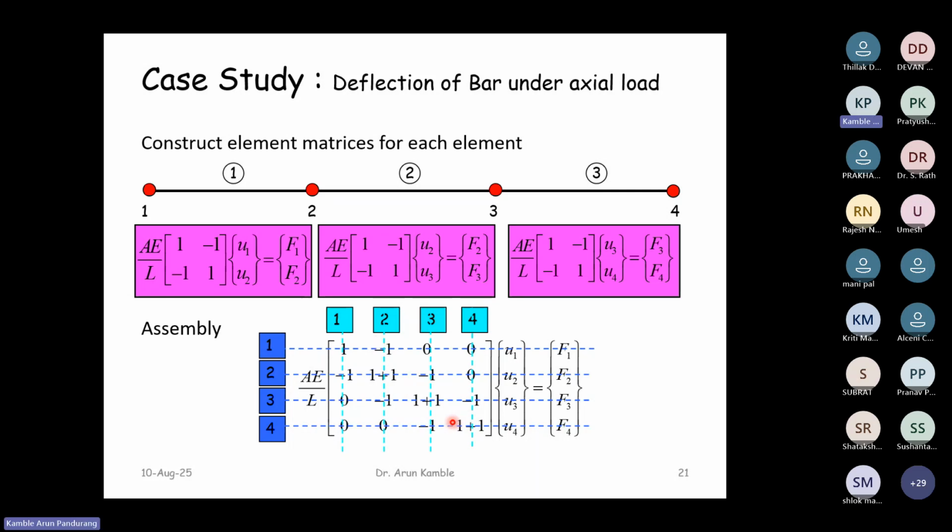This AE by L into the 4 by 4 matrix is called the global stiffness matrix. This is the global displacement vector U1, U2, U3, U4, and this is the global force vector F1, F2, F3, F4. F1 is the force at node 1, F2 at node 2, F3 at node 3, and F4 at node 4.